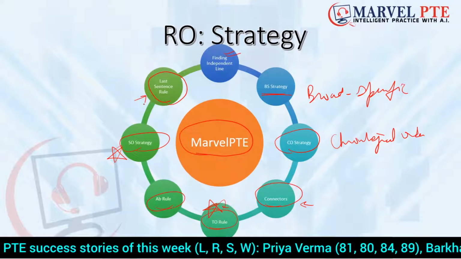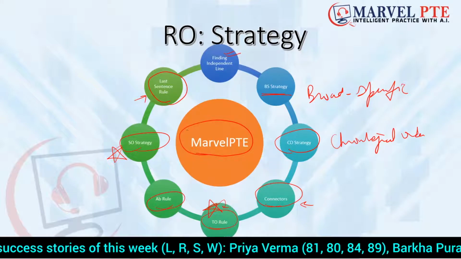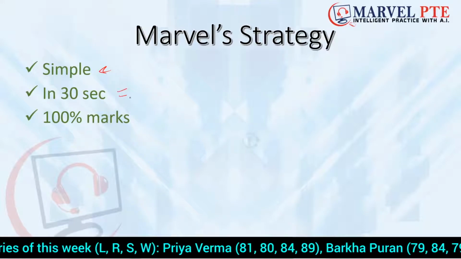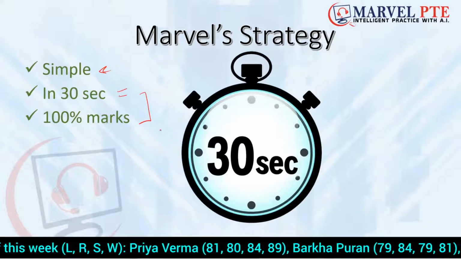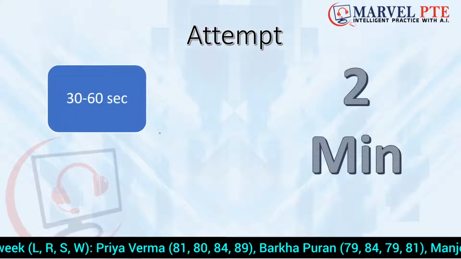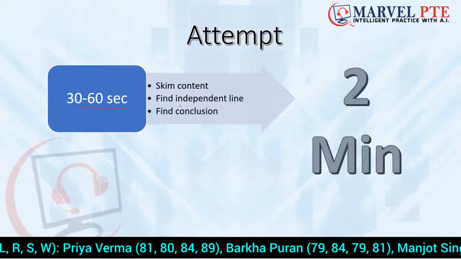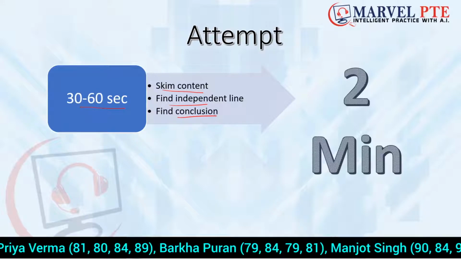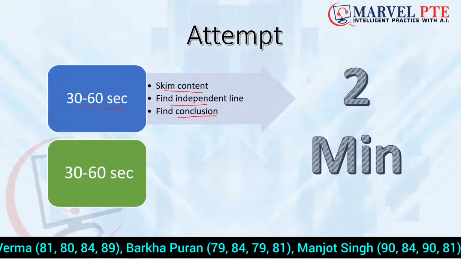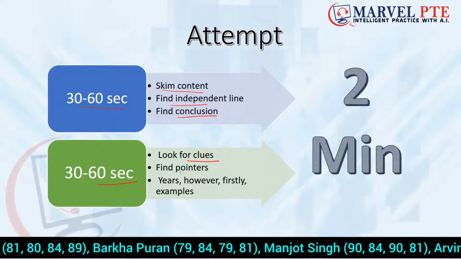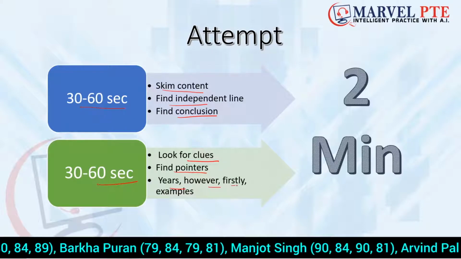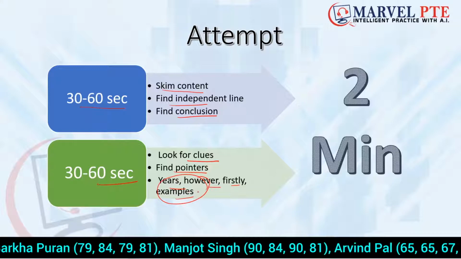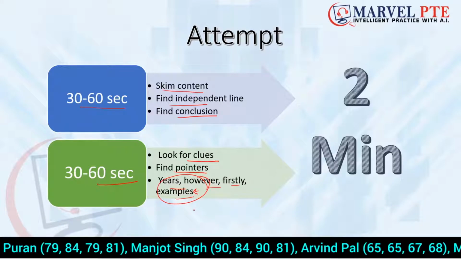Then there are certain rules for finding last sentences also, and we teach all these strategies in detail to our students, which makes solving reorder paragraph simple, and within 30 seconds you can get 100% marks if you follow our strategy. But before that, do remember that you have just 30 to 60 seconds to solve your reorder paragraph, and in that you have to skim the content, then find an independent line, then find the conclusion line. In the remaining 30 to 60 seconds, you have to look for clues and pointers: years, however, firstly, example, all these are useful pointers or clues which can help you. Like today we have seen that an example will come after the topic has finished.